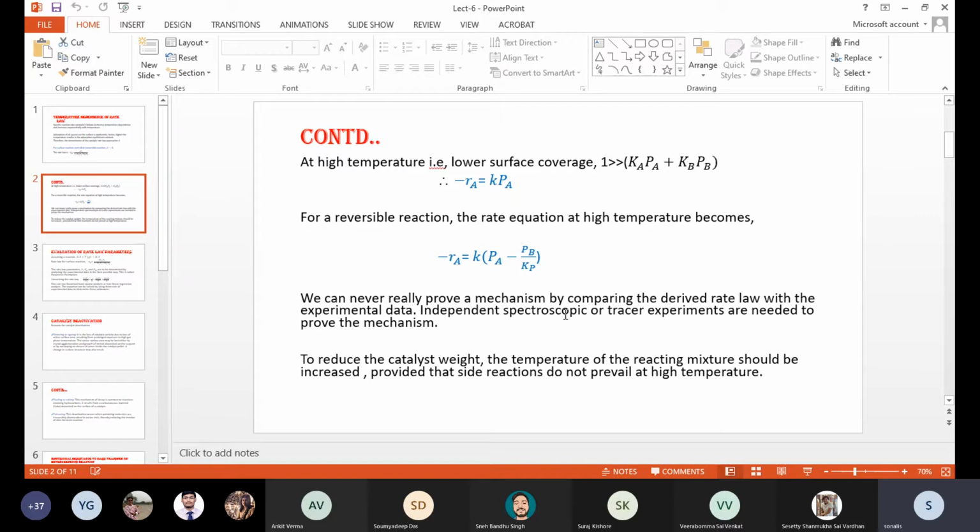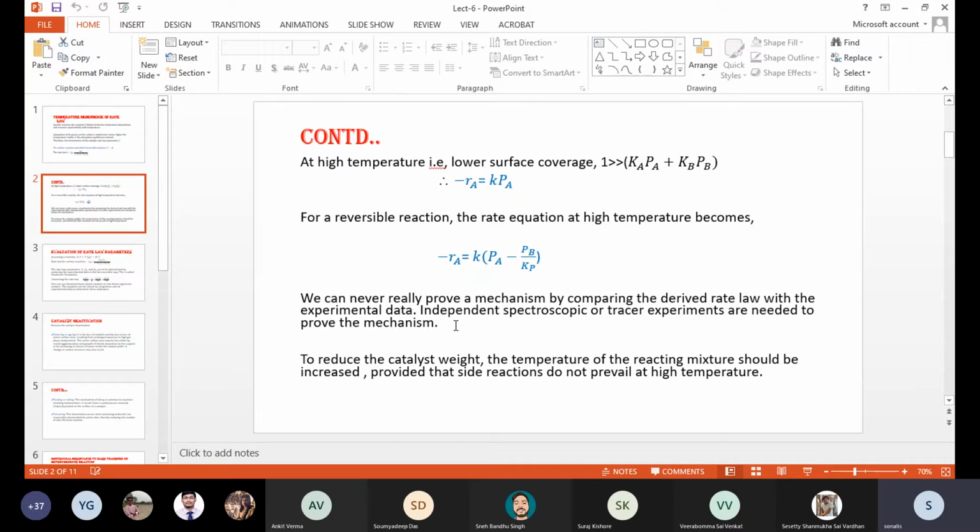We can never really prove a mechanism by comparing the derived rate law with the experimental data. For the heterogeneous type of reaction, you cannot confidently claim that this is the rate of the reaction. What is the mechanism, in which pathway the reaction is occurring, whether it is single site or dual site, or whether it follows Langmuir-Hinshelwood type of kinetics or Eley-Rideal type, we cannot confidently say. We can only put our experimental data into different derived rate equations, which we assume may be the rate equation, and find out whether it is matching with our expectation or not.